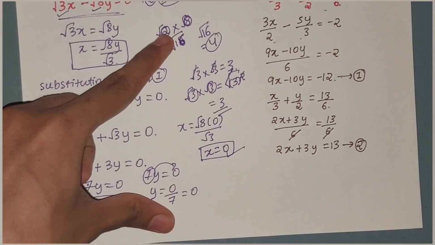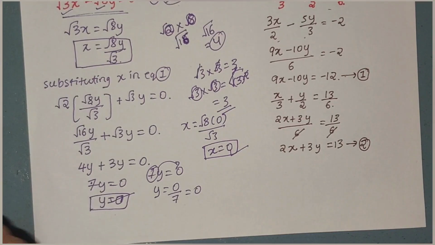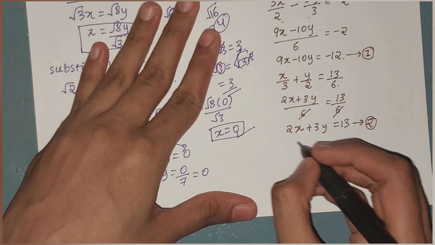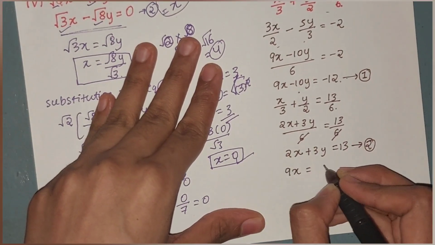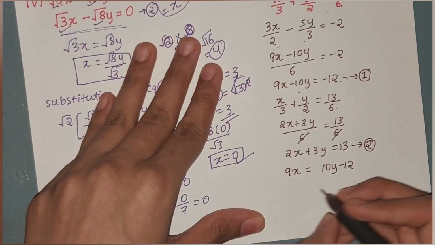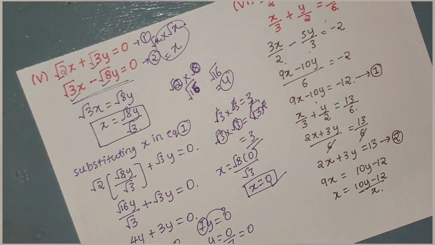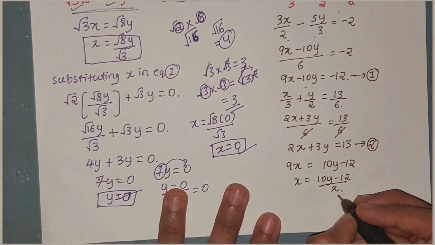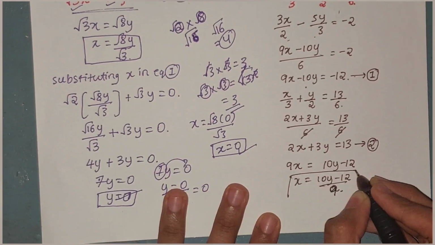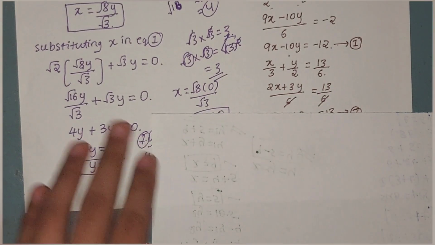Now you are going to write one variable in terms of x or y and substitute it in the next equation. So I'm going to go with this: 9x is equal to 10y minus 12, so x is equal to 10y minus 12 by 9. Just observe, it is 9. So substituting x in equation number 2. I'll take a rough paper over here and solve it.